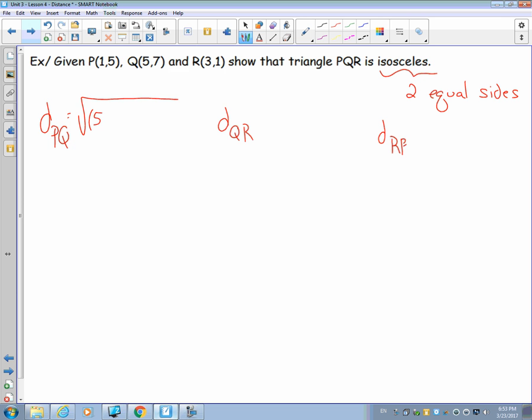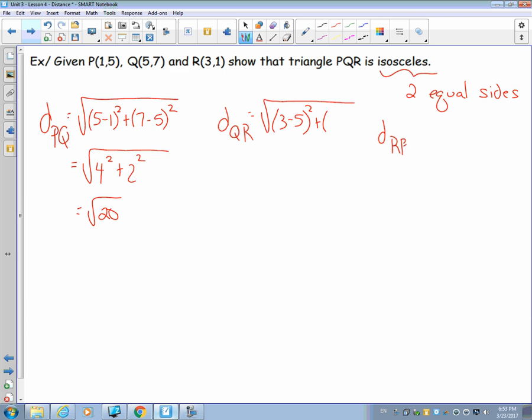PQ. So 5 minus 1 squared, 7 minus 5 squared. Gives me the root of 4 squared plus 2 squared, which is root 20. That's my first one. Let's try QR. QR, 3 minus 5 squared, 1 minus 7 squared is the root of negative 2 squared and negative 6 squared. If I add that together, I get 4 plus 36 is 40. That's a different one. Yeah, so that's not the matching side. And we'll try RP. So hopefully we'll match one of these two.